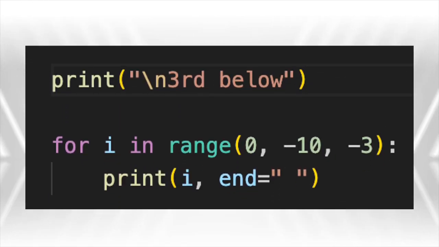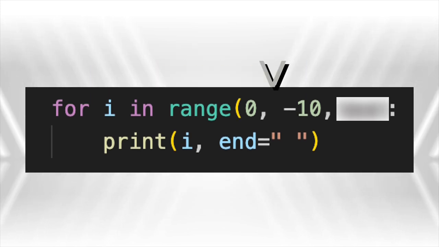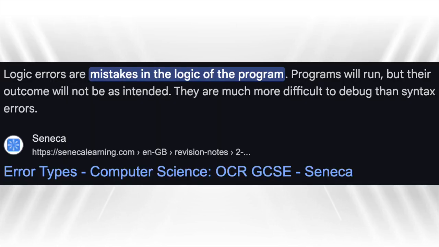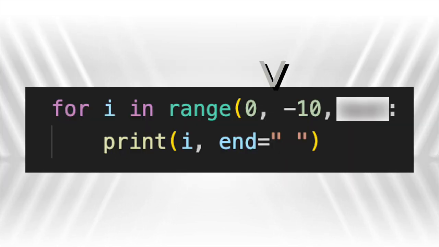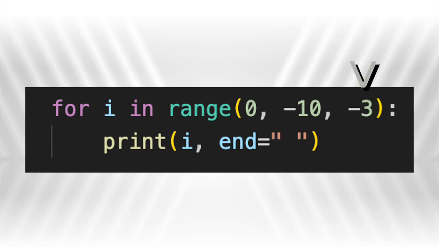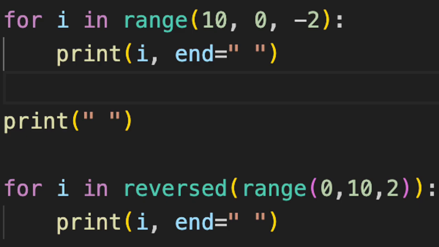But what if the step was negative? Here we count from 0 to minus 10 without a step value. This code would result in a logic error, as nothing would happen and the program would effectively skip it. This is because with the absence of a step value, Python interprets the step as 1. So it will count up, not down. With minus 3, it counts down in 3's. If it was minus 1, it will count down in 1's.